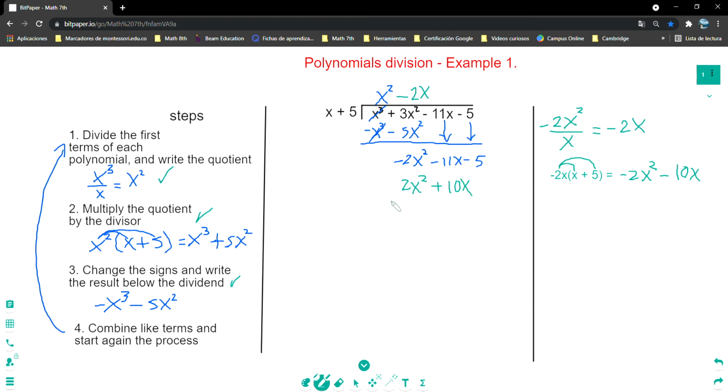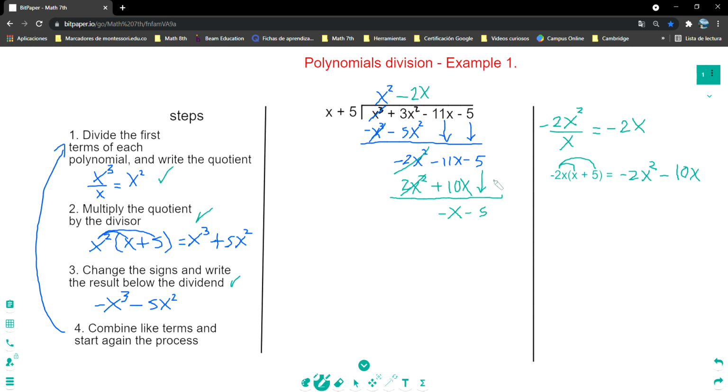What do we do now, guys? We just write a big line here, and we combine like terms. Here we have minus 2x squared plus 2x squared. They will be canceled, simplified. And here we have minus 11x plus 10x, which is minus x. Remember that it's not necessary to write the coefficient 1 over here. What do we do with this minus 5? We bring it down because it doesn't have any like term, so it will be minus 5.